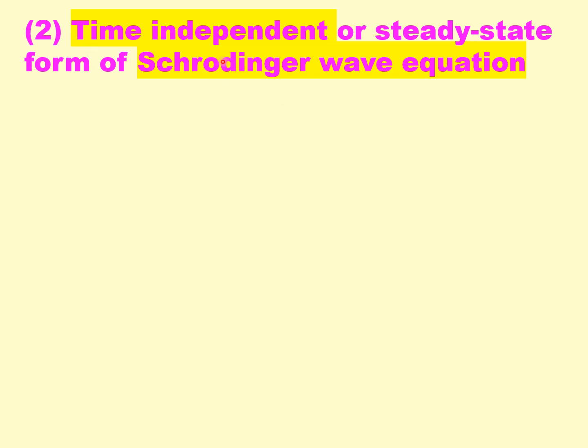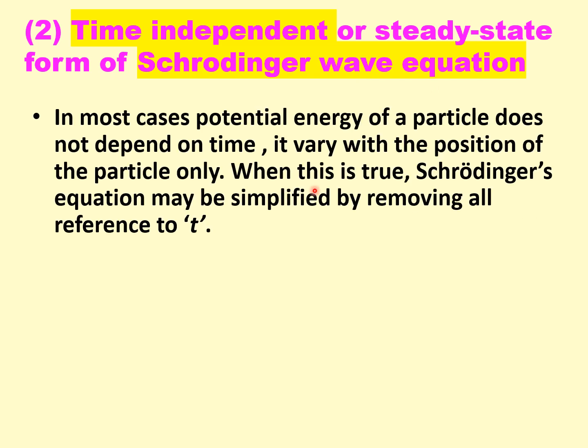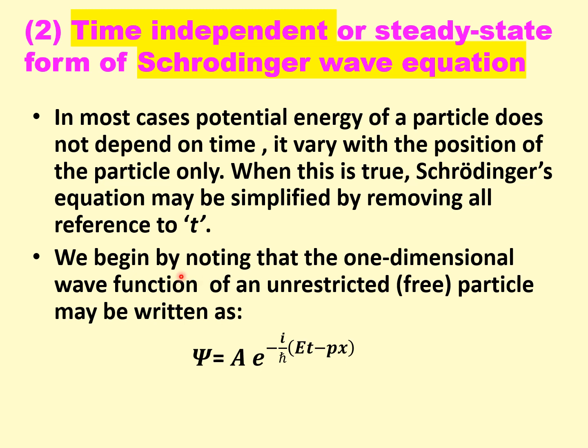Now we can also find the time independent or the steady state form of the Schrodinger wave equation. The potential energy in most cases does not depend on time. It varies with the position of the particle only. So then we can take the equation by removing all the terms which have t in the wave function, and if we have the wave function for a free particle like this, ψ equals A e raised to power minus i by ħ (Et minus px). This we have used earlier.